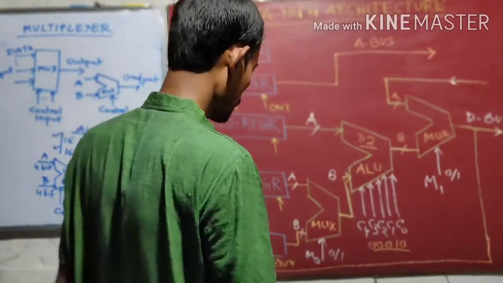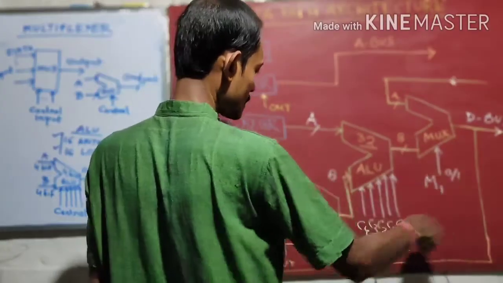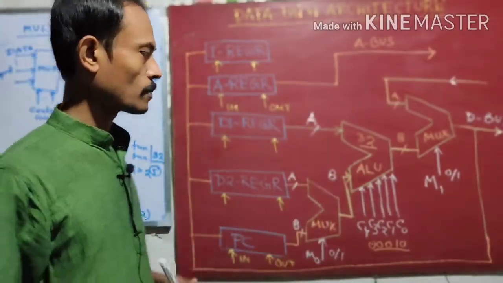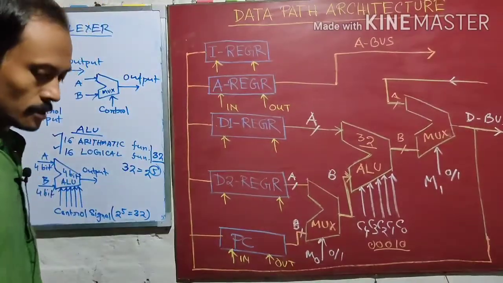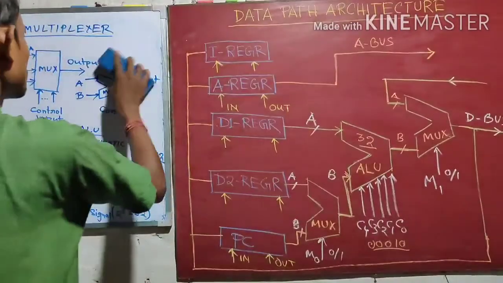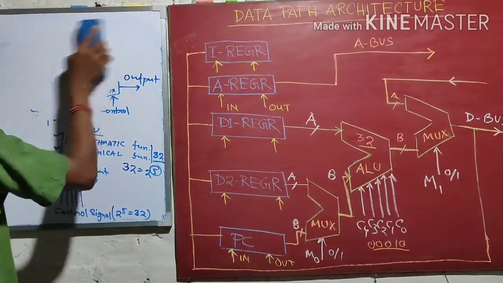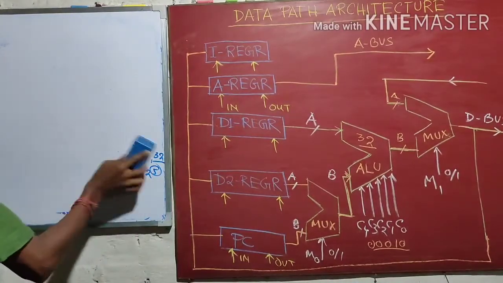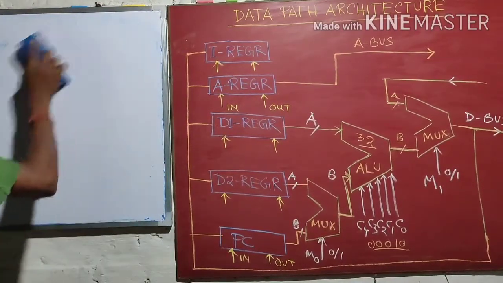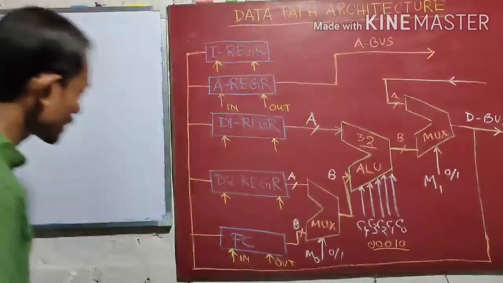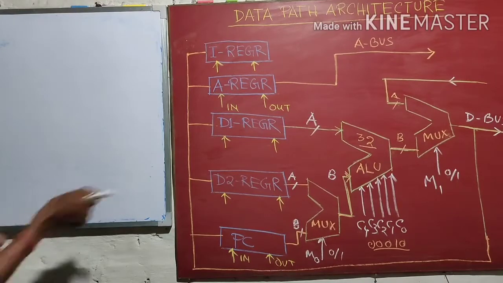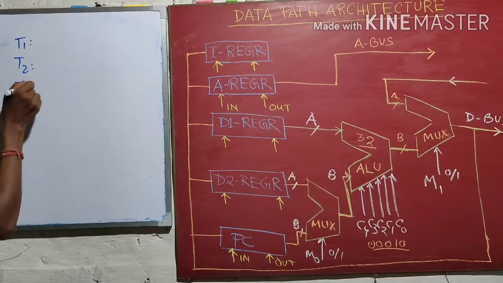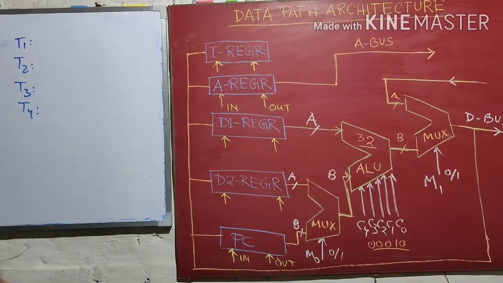So now, this is the data path within the CPU. Why is this data path very important? To understand this data path, let's see the different states. In the last few classes we already discussed one machine cycle, how we can expand one machine cycle into different states: T1, T2, T3 and T4. What the functions of all these states are, we already discussed.